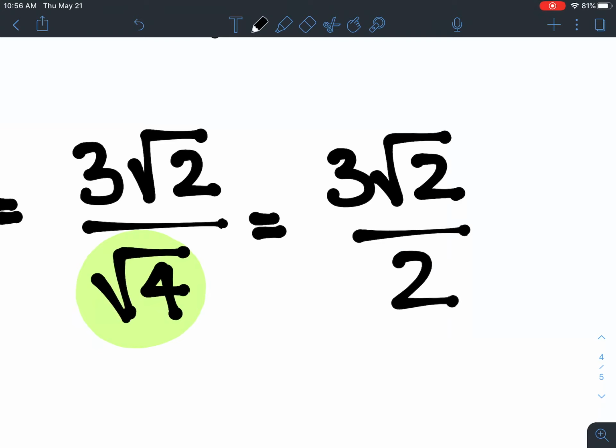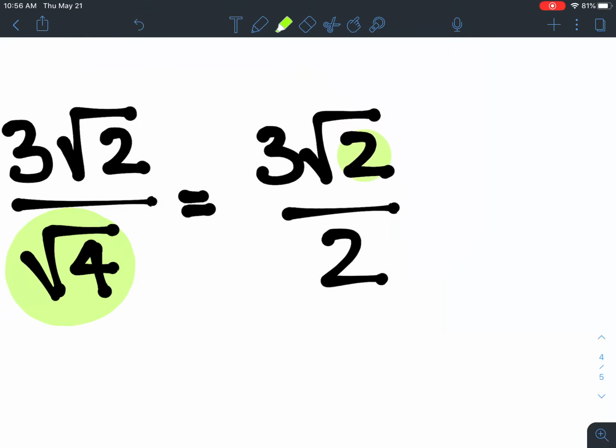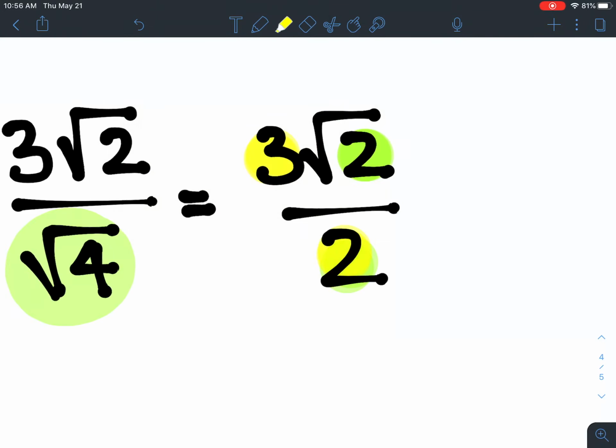Now, to talk about simplifying, this is our final answer right here. I'm going to tell you what you're not allowed to do. You're not allowed to simplify stuff that is underneath the radical with stuff that's not underneath the radical. So you couldn't simplify the square root of 2 and 2 because the 2 is not underneath the square root. Now, if the 3 and the 2 were divisible by the same thing, you could simplify those, but because they're not, this whole thing is my final answer.